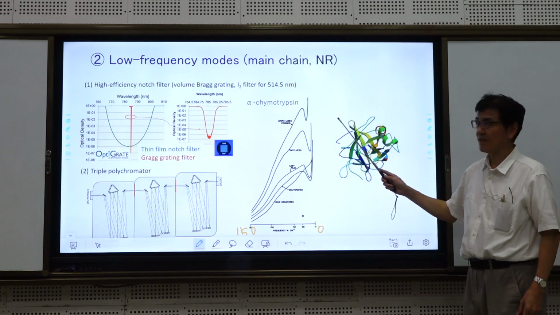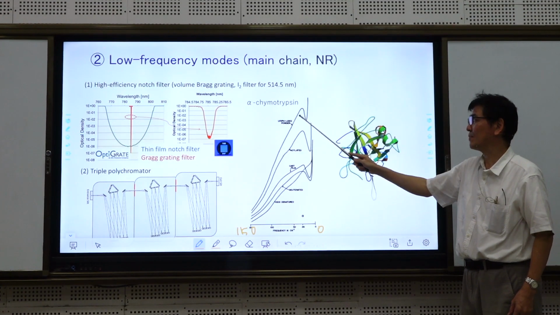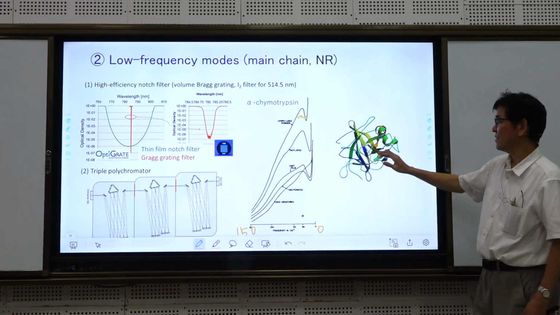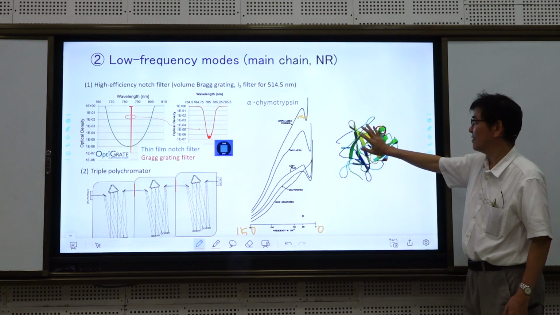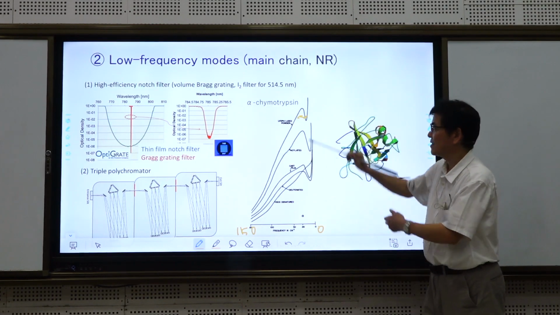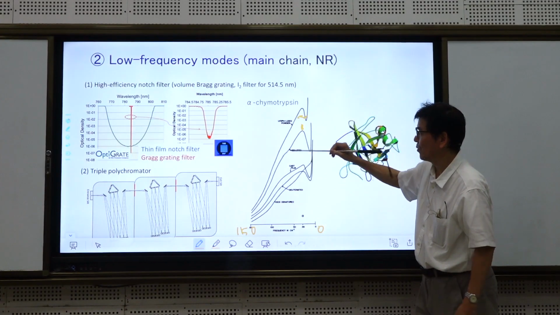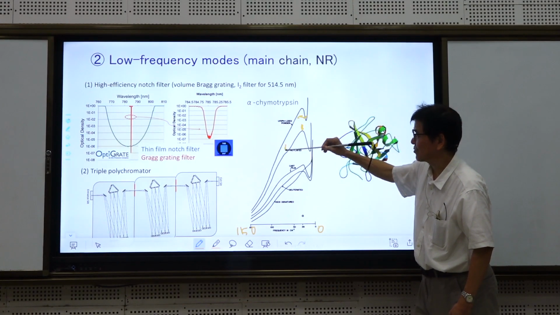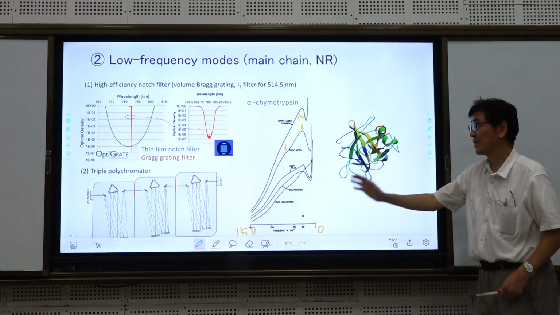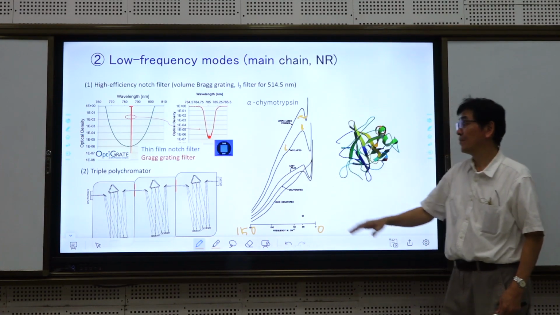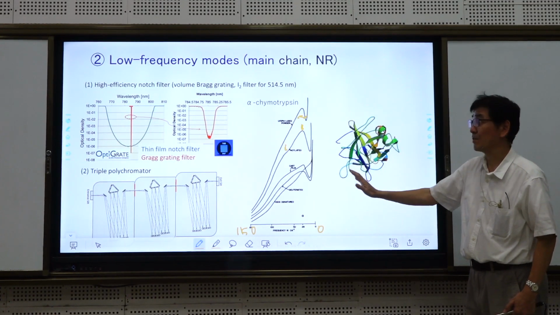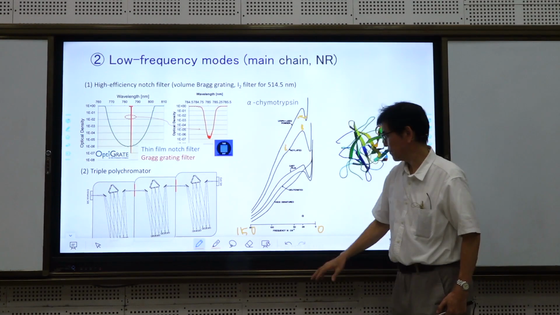But in many cases, the low frequency mode has a broad bandwidth, and a huge molecule gives a single peak or an unclear shoulder. So it may not be very easy to analyze the low frequency mode. But anyway, this is a method to analyze the main chain structure.